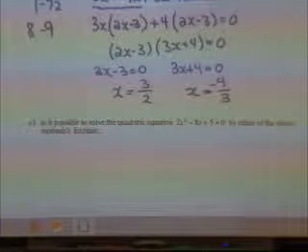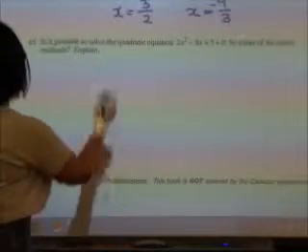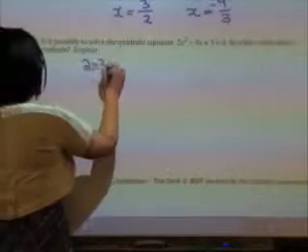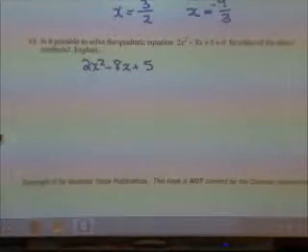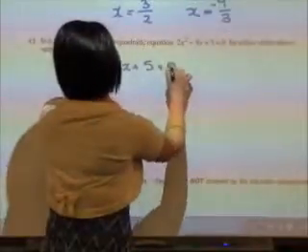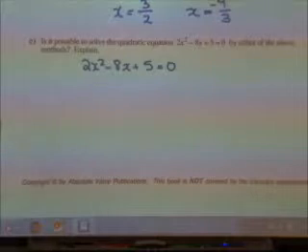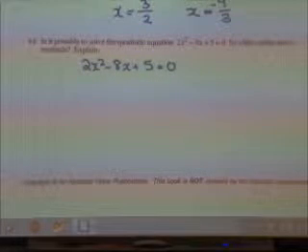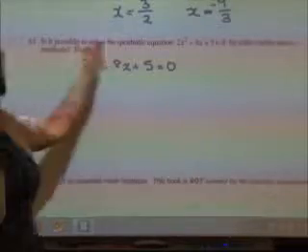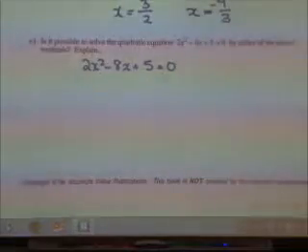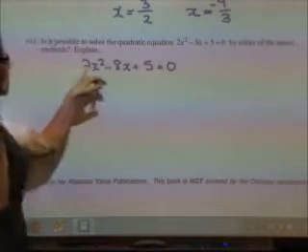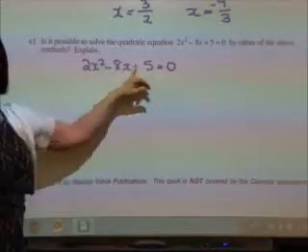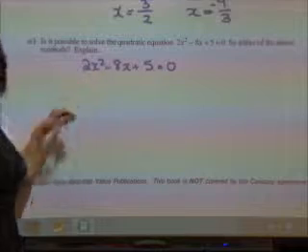Okay, so let's look at the next one. 2x squared minus 8x plus 5 equals 0. So I can't do the inspection method because I have a number in front of the x squared that I can't factor out. I can't divide everything by 2. So I can't take that out, but I could possibly check decomposition.